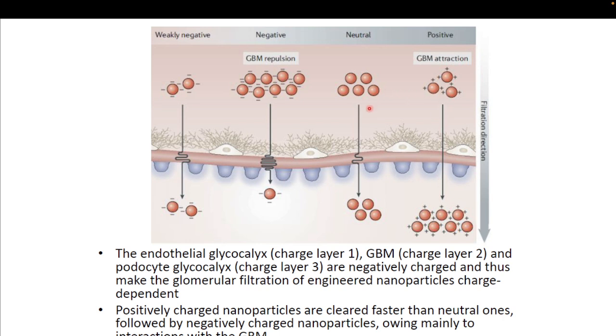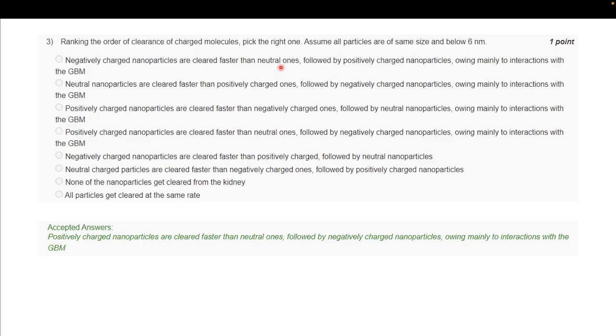Then comes your neutral particle. As it doesn't have a charge, it will have a lower clearance rate compared to your positive, but a higher clearance rate compared to your negatively charged. So this is the ranking we can do: first your positively charged particles will get cleared, then your neutral, and then your negatively charged particles. So I think that is option 3. If we have to rank the order of clearance of these particles, positively charged nanoparticles are cleared faster than neutral ones, followed by negatively charged nanoparticles, owing mainly to interactions with the GBM. Is that clear?